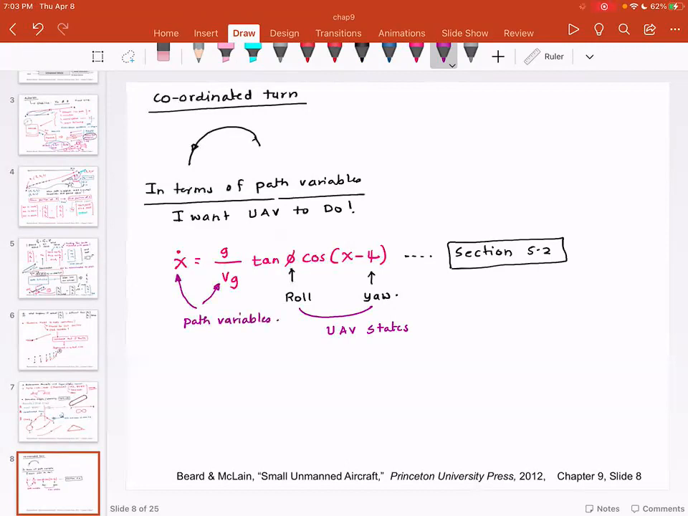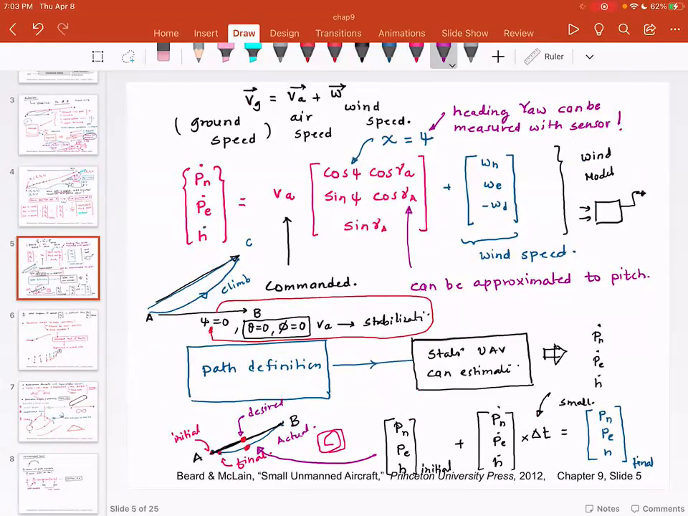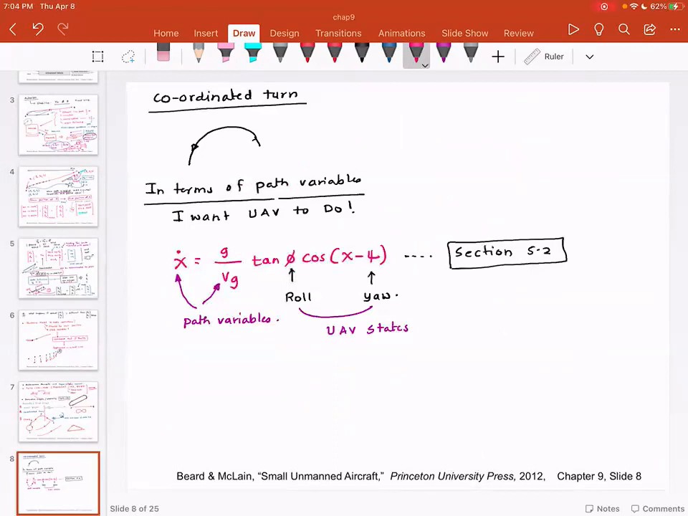A quick recap. Here is what we did. When we are looking at the path planning problem, we first expressed the problem in terms of a path definition, and then we converted that path problem in terms of UAV states. We defined the path parameters, say Vg, gamma, chi. These are the path definition. So Vg, not Va, ground speed. And with the relationship, I converted that to Va, psi, theta, and phi. So I converted those equations in terms of UAV parameters. I have to do the exact same thing.